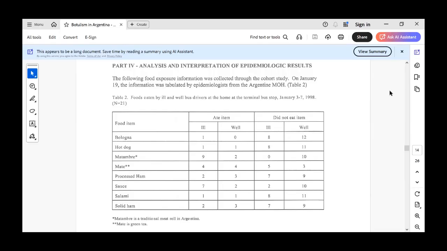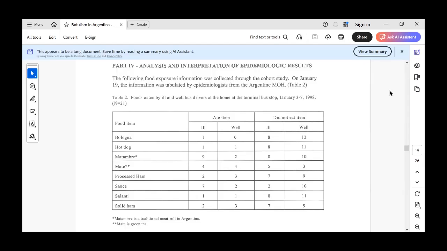Anybody? 4.6, p-value 0.009. So the relative risk: the persons who ate the sauce are 4 times more likely to have had the illness, and it is statistically significant because the p-value is less than 0.05.